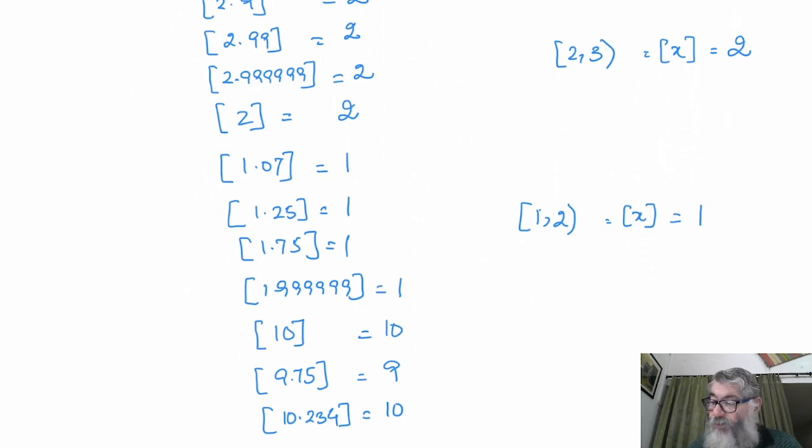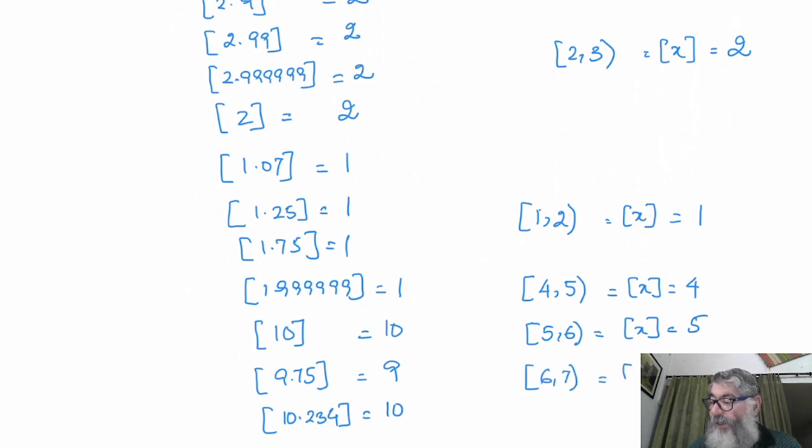So like it is 1 to 2 is this, 2 to 3 is that. Similarly, if I say 4 to 5, that means 4 is included, 5 is not included, the greatest integer will be 4. Suppose it is 5 to 6, the greatest integer will be 5. Suppose it is 6 to 7. Please notice the bracket. One bracket is closed, one is open.